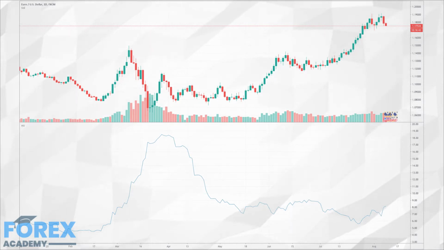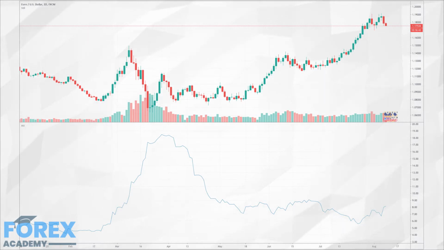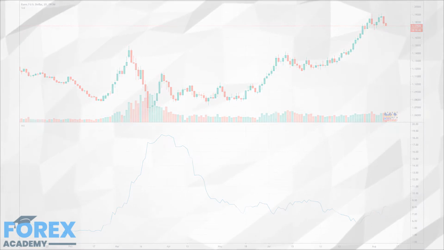If historical volatility is 25%, it means that the asset's likely movement within the next 12 months will be in the range of about 25% from the current price, plus or minus.